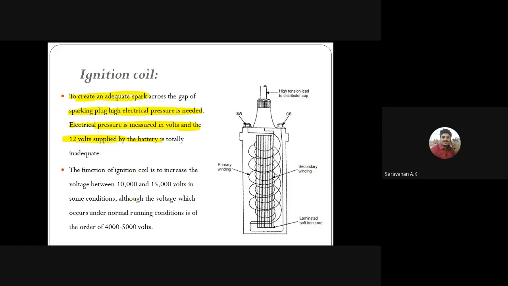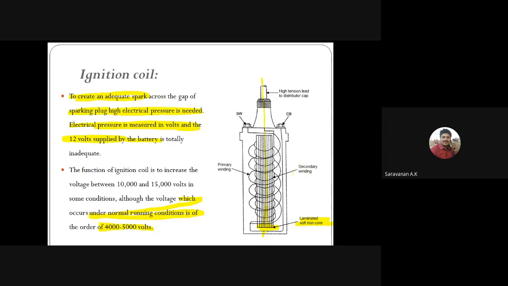Although the voltage is increased, in a normal running condition you get a 4,000 to 5,000 volt. Then here you can see two coils of insulated wire are wound on the laminated soft core. It is the soft core. This soft core has two coils of insulated wire wound over the laminated soft iron core. The inner coil is called the secondary, and the outer coil is called the primary winding.